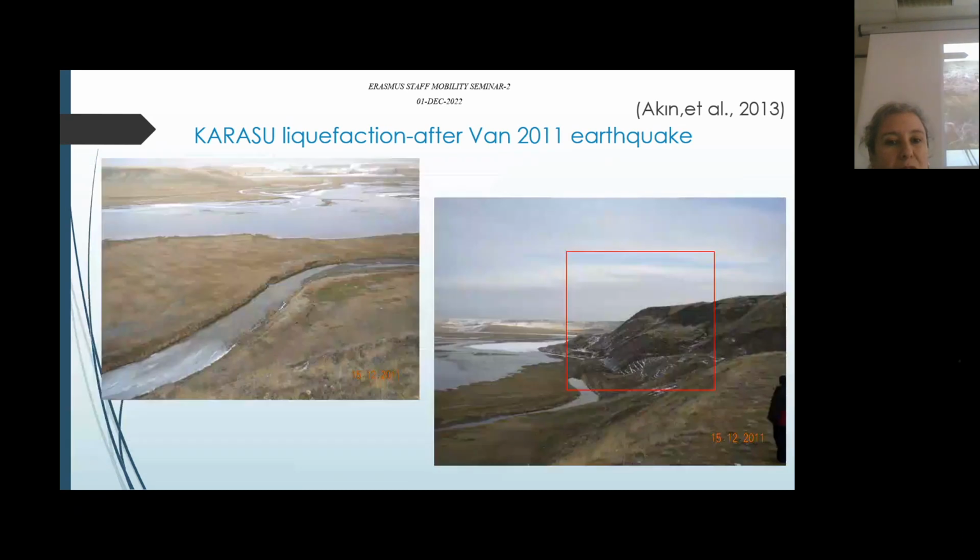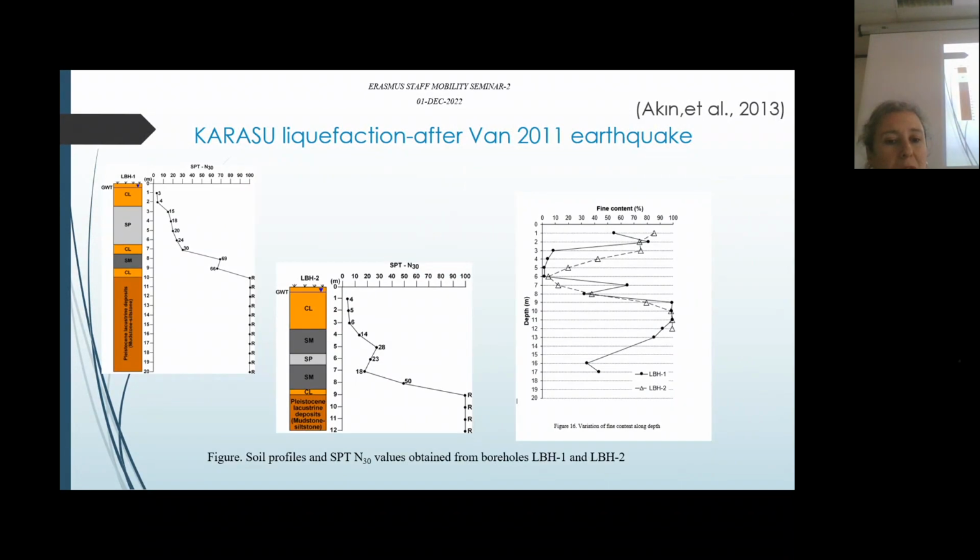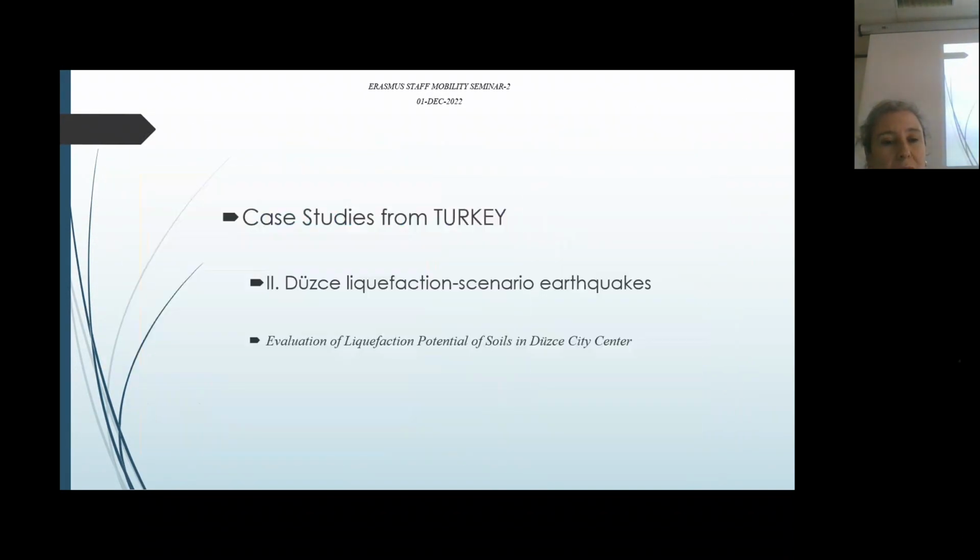So for Karasu liquefaction, as I told you, we have already had a publication for it. And for another area, Düzce, after the Kocaeli earthquake in 1999, I have studied in that area. And just recently we have had another earthquake with a magnitude of 6.0 in that region. I would like to also share the report. I have recently had it, but in Turkish.